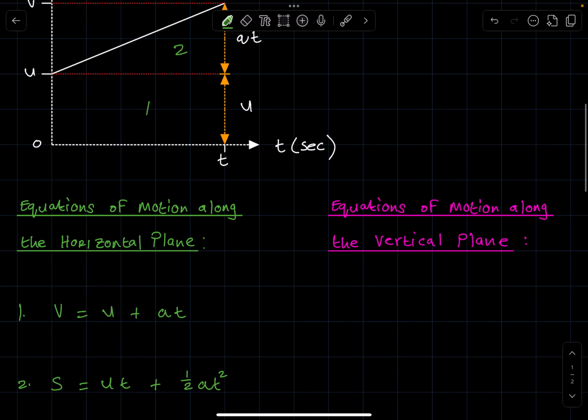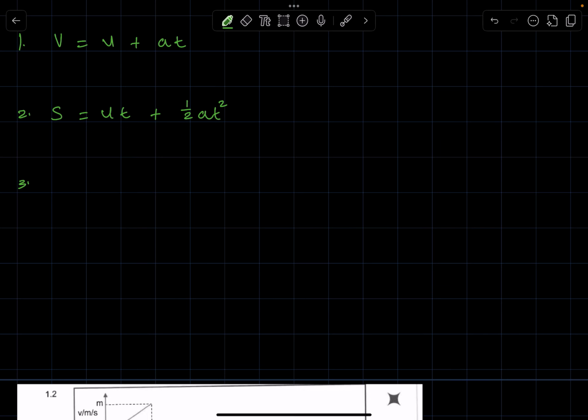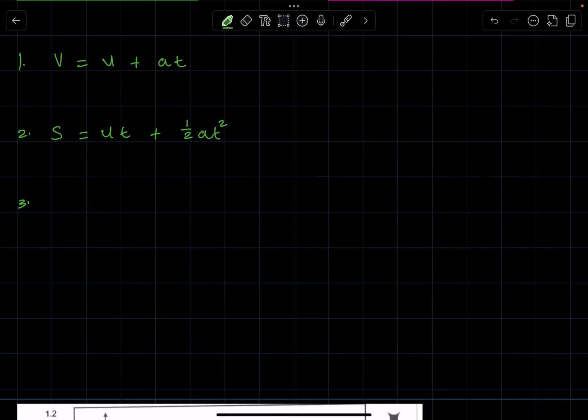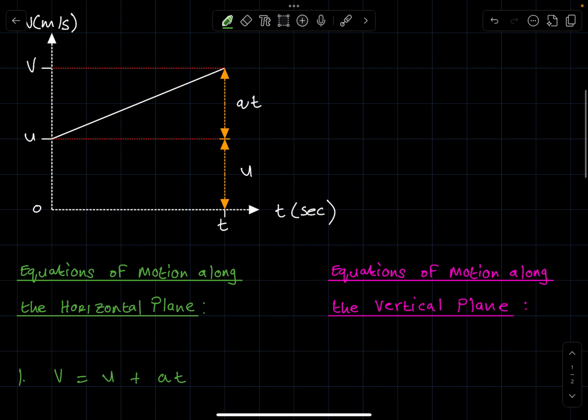Now let's look at the third one. Let's look at the third equation of motion. The third equation of motion is also based on the area under the graph. Remember, I said there are two ways for this particular velocity time graph to express the area under the graph. The first is by looking at the two sections. The other one is by looking at the entire shape that you have under this graph.